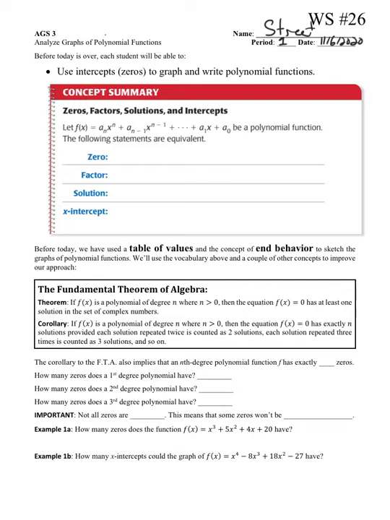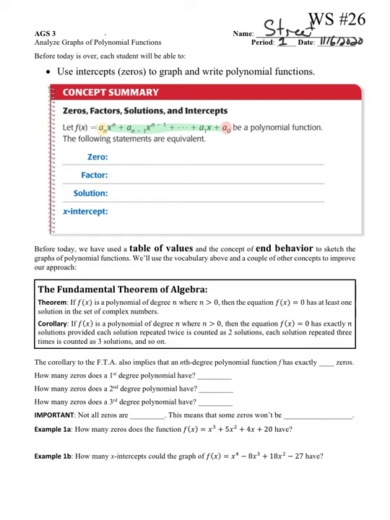All right, so today what we're talking about is zeros, solutions, and intercepts of a function. We're going to be talking about how to use these to help us graph and write polynomial functions. So we start with this general equation again, which we've seen a few times now, which includes a sub n, that's our leading coefficient, a sub 0, that's our constant term.